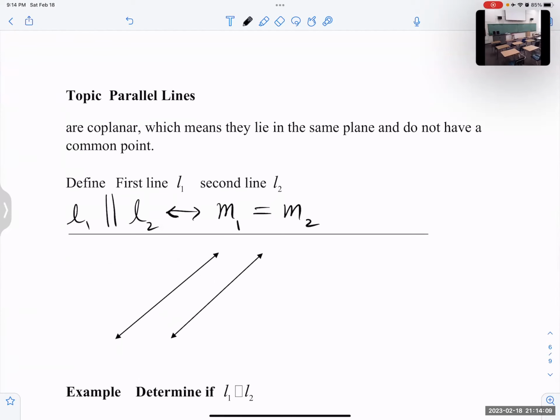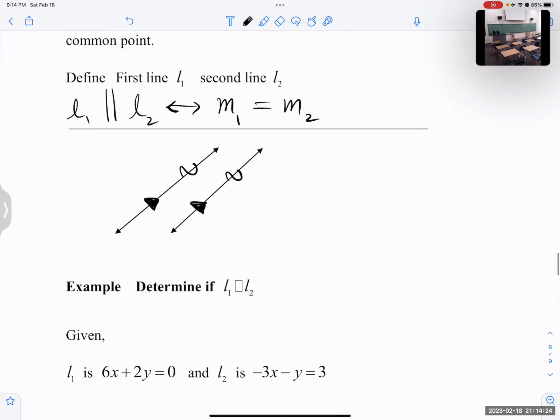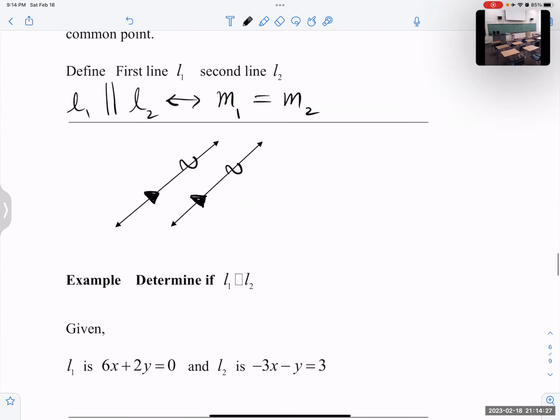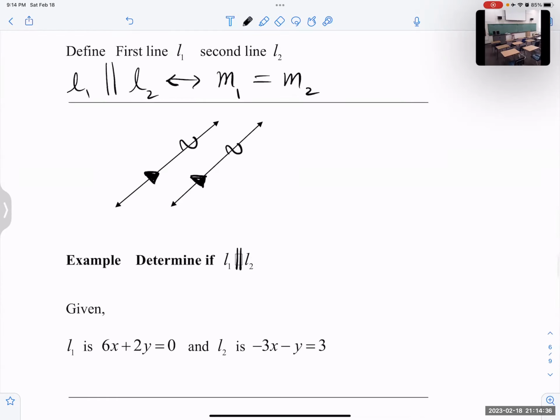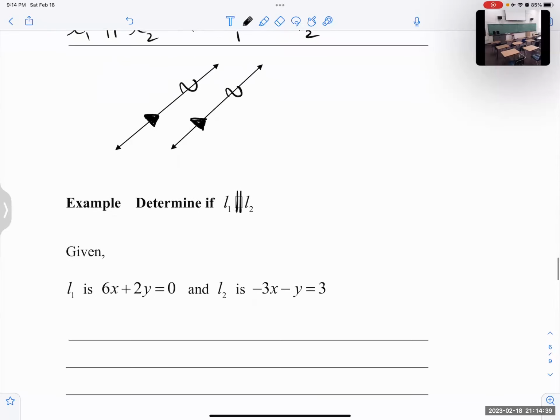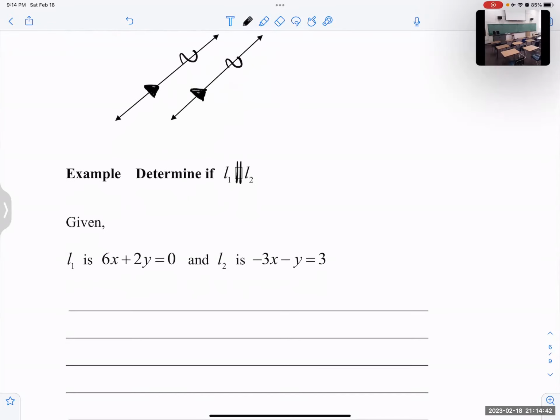To show parallel lines, we can use symbols like a pair of arrowheads, or sometimes we'll use just what look like squiggles, meaning parallel lines. Determine if line 1 is parallel to line 2. The lines are parallel if their slopes are equal. So given these two lines, we're going to solve for y to get them in slope-intercept form, y equals mx plus b, and we can compare the slopes to see if they are equal or not.